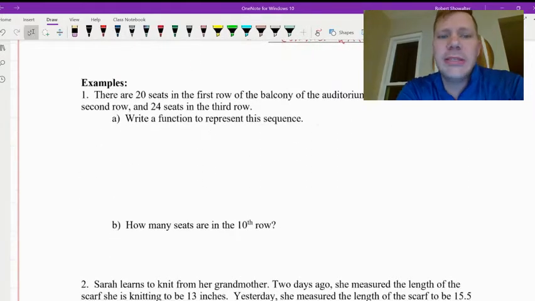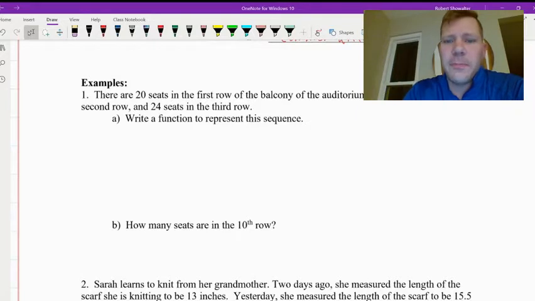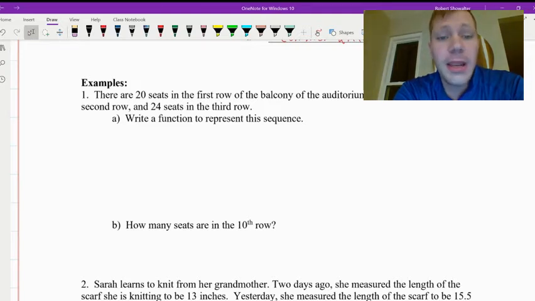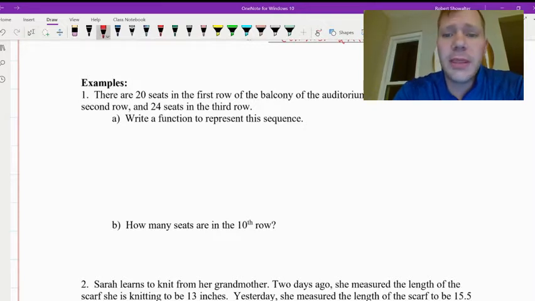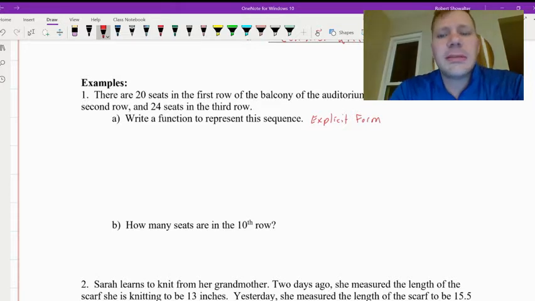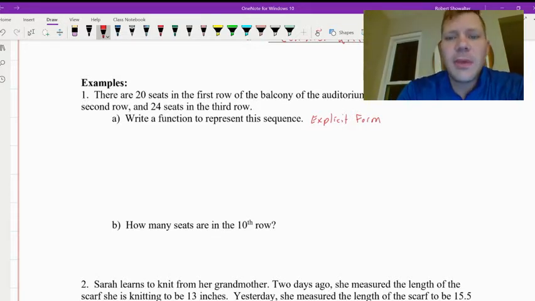Examples. There are 20 seats in the first row of a balcony of the auditorium. There are 22 seats in the second row, 24 seats in the third row. Write a function to represent the sequence. Another way to say part A would be write the explicit form. The explicit form means use the formula that generates the equation for the arithmetic sequence.